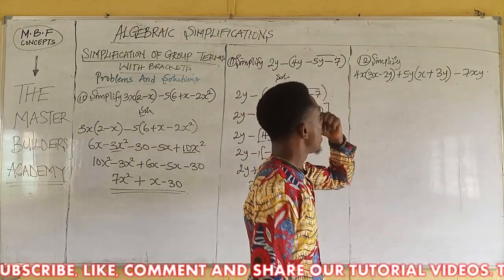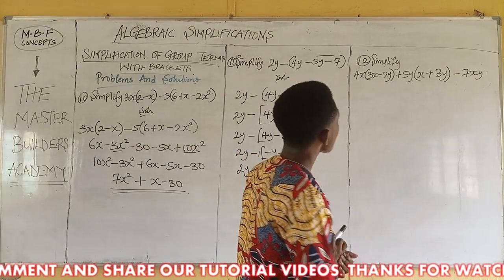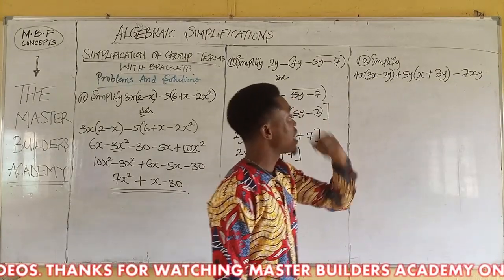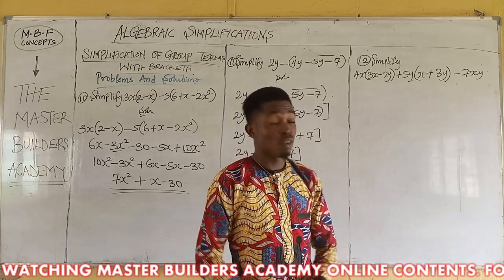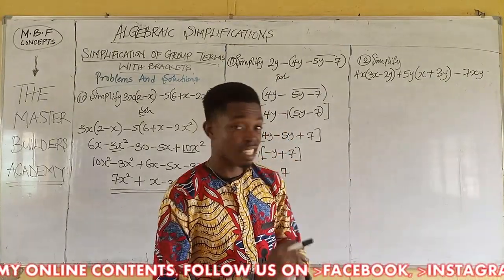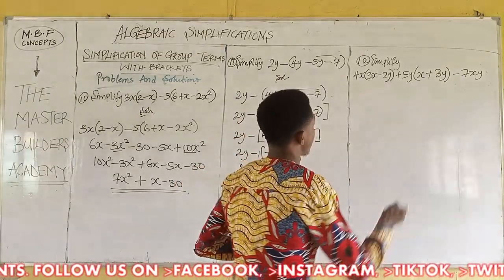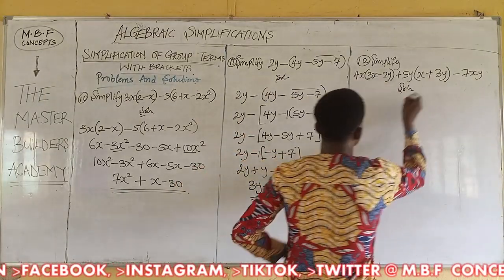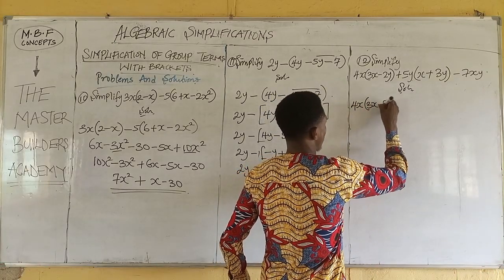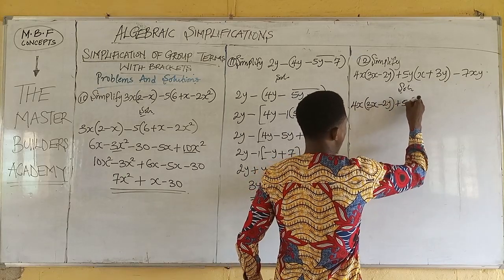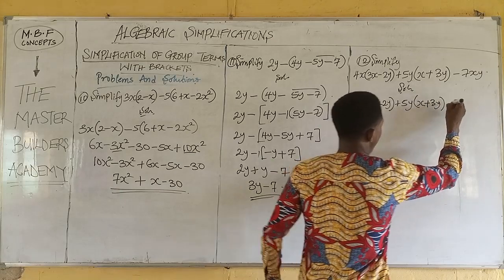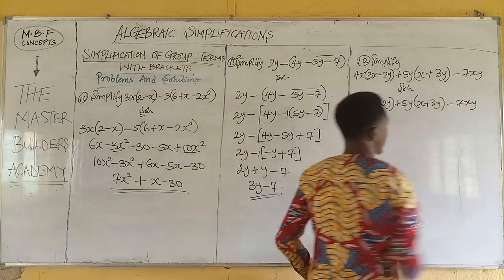We are asked to simplify 4 open bracket 4x open bracket 3x minus 2y close bracket plus 5y open bracket x plus 3y minus 7xy. Guys, all we need to do is to remove the bracket and simplify. It's as simple as this. So what is the next thing? We put down our solution. Then we can repeat the question as usual. 4x open bracket 3x minus 2y plus 5y open bracket x plus 3y then minus 7xy. It's as simple as this.